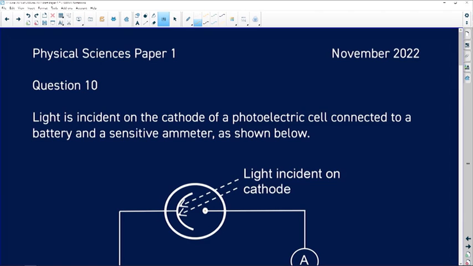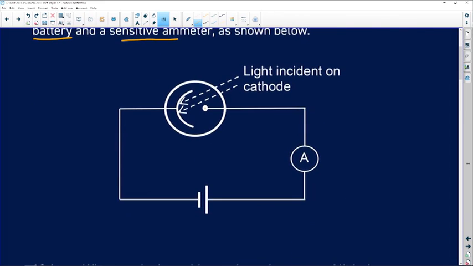It says light is incident or shone on the cathode of a photoelectric cell connected to a battery and a sensitive ammeter as shown in the diagram here. Okay, so let us look at our diagram.